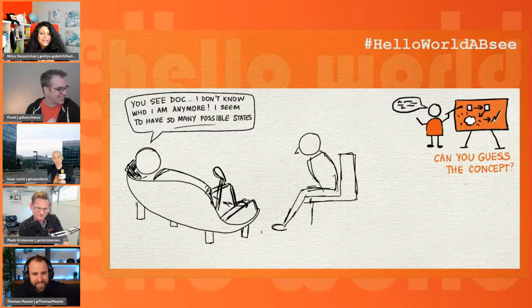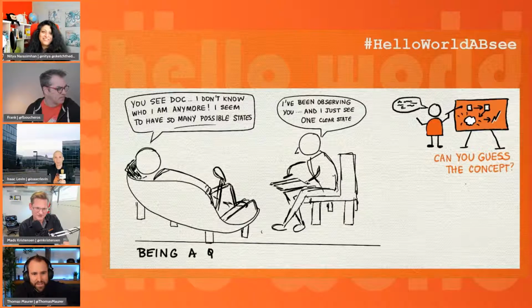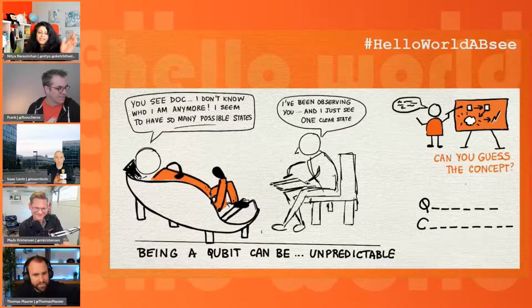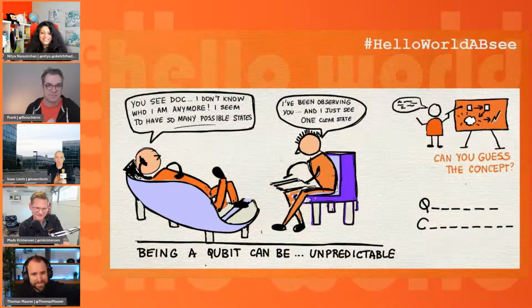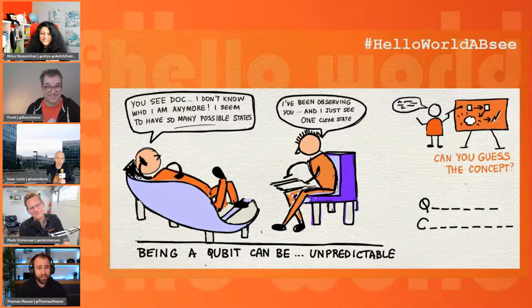This is a concept that I have trouble understanding. So I came up with this really elaborate joke, and I hope you get it. There is this guy on a psychiatrist's couch. He's saying, I don't know who I am anymore. I exist in multiple states. And the doctor says, well, when I observe you, you're only in one state. And the tagline is, being a qubit can be unpredictable. Guesses? This should be quantum computing, right?